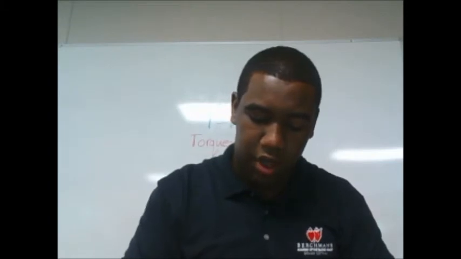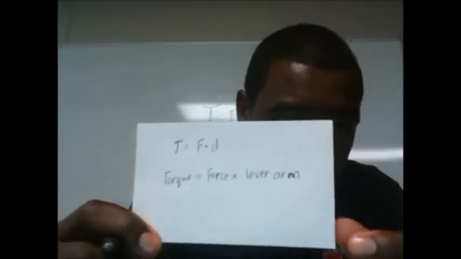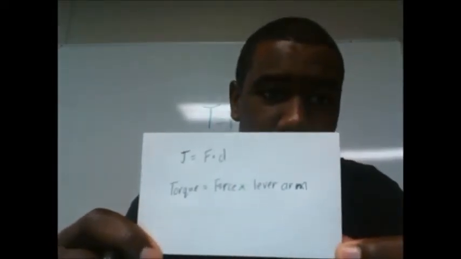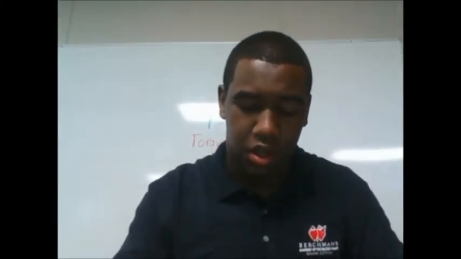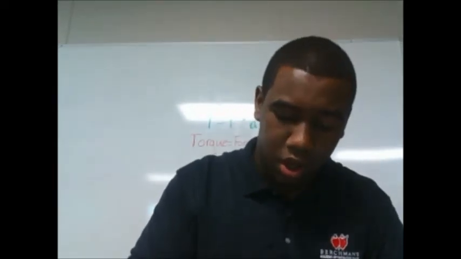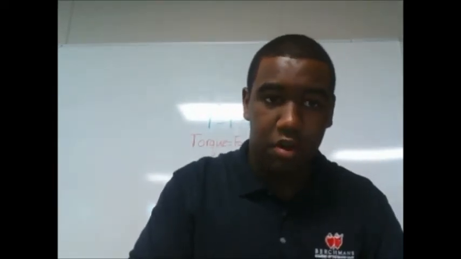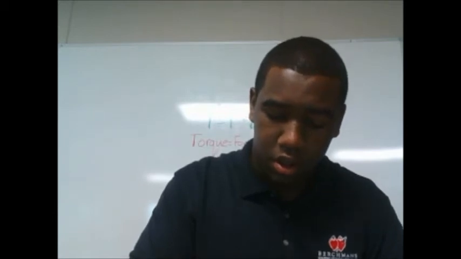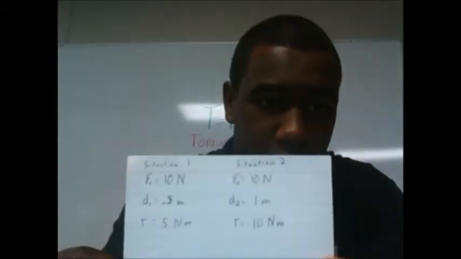So, if you can imagine, what do you think by just looking at the different numbers? And we know the formula, which is force times distance of the lever arm. If we do some simple calculations, we know that the torque in situation 1 of the door will be 5 newton meters, while the torque on the door in situation 2 will be 10 newton meters. If you can see that right there.